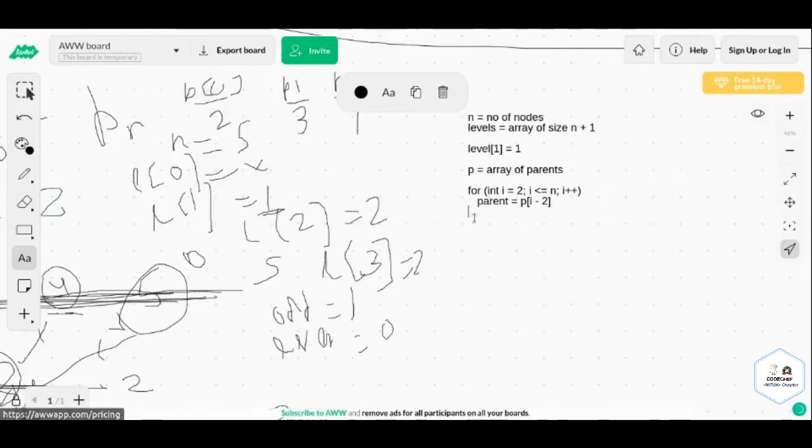Okay. And its level is equals to level of parent plus 1. Right. And we will also maintain one more array, let's say count, means level counts, how many nodes are on a particular level. So maximum number of levels will be how much? n. Right. Array of size n, initialized with 0.